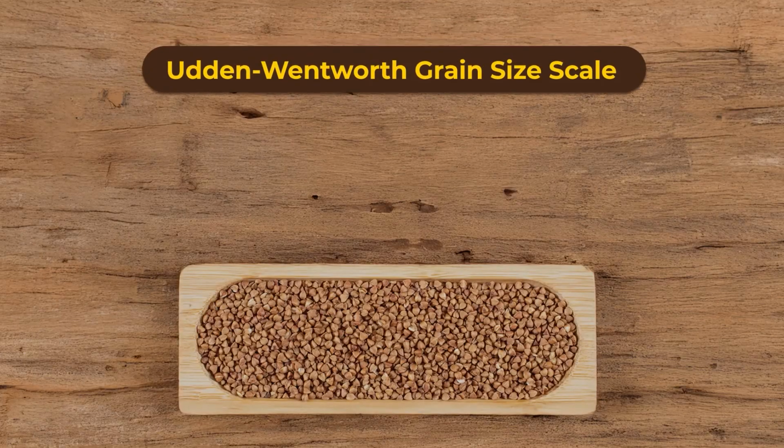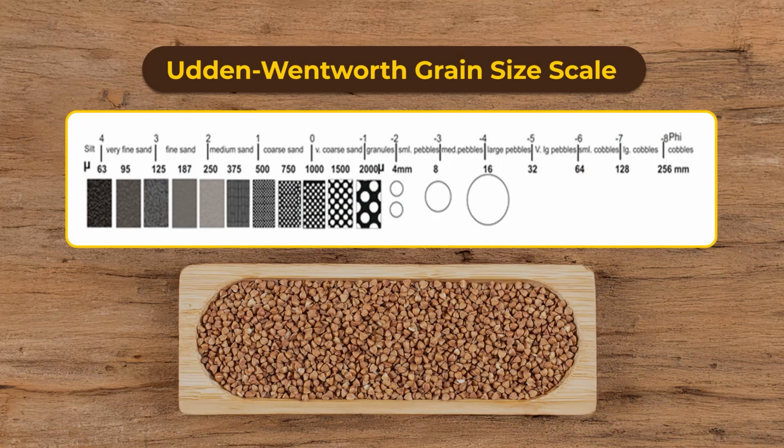This is a pictorial representation of the Udden-Wentworth grain scale. You can see here on the top is silt, very fine sand. The nomenclature is silt, very fine sand, medium sand, coarse sand. Then we have very coarse sand, granules, then smaller pebbles, and then finally cobbles, and then finally they become boulders. 256 millimeters is considered as the maximum end of the cobbles, and then it becomes boulder.